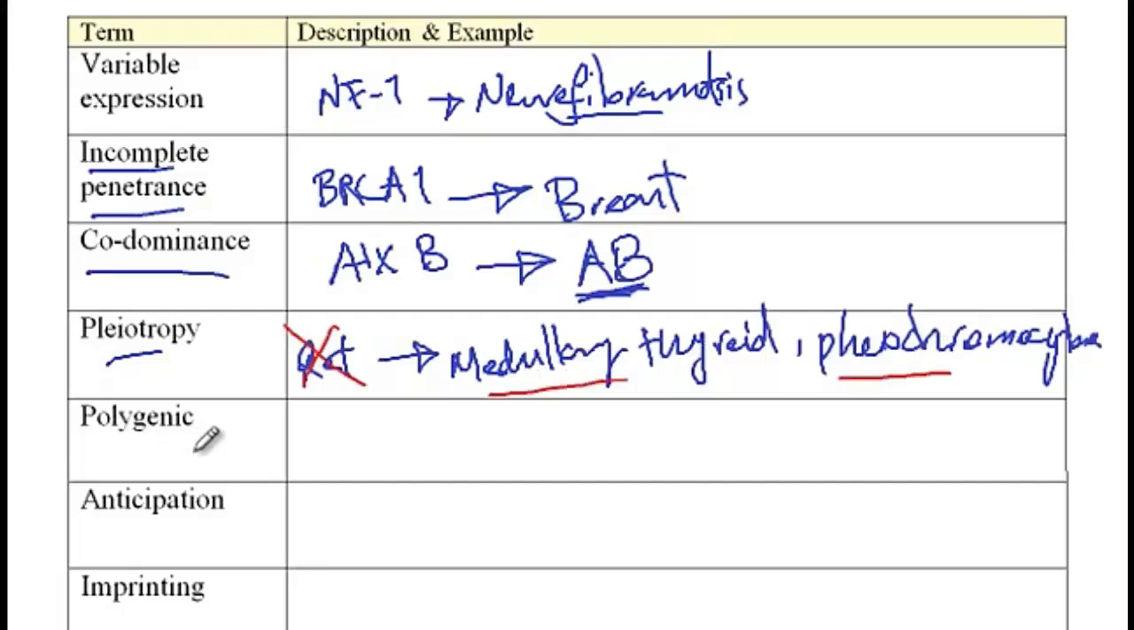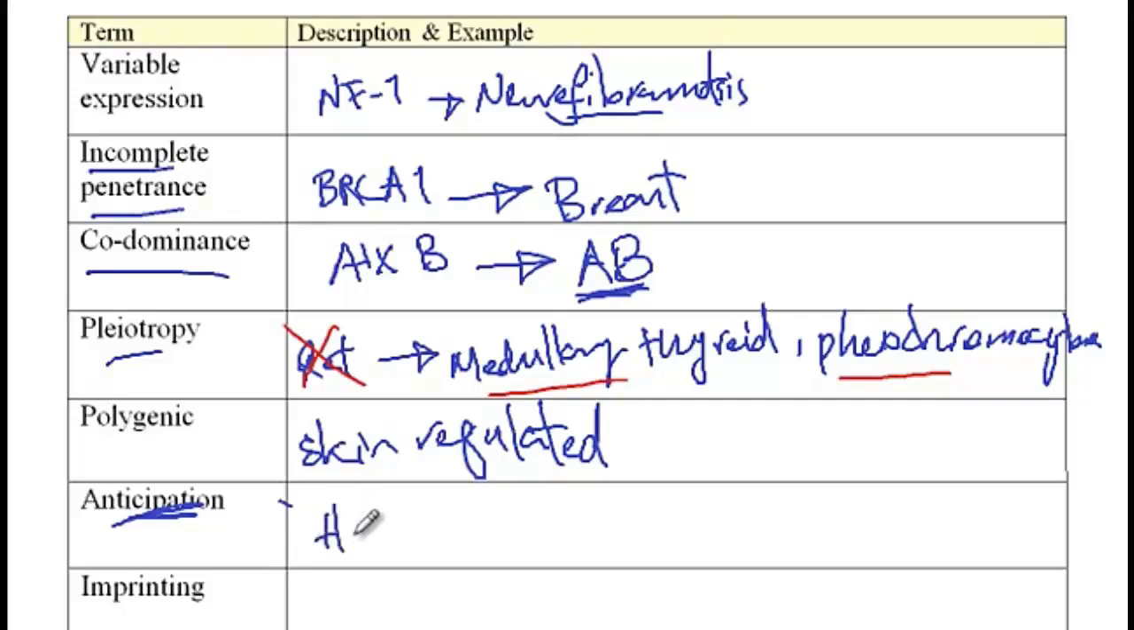The next condition is polygeny, where multiple genes affect a single phenotype. So for instance, skin color is being regulated by multiple genes, not a single one. So again, polygeny is a condition where multiple genes contribute to one phenotype, versus pleiotropy, where a single gene contributes to multiple phenotypes.